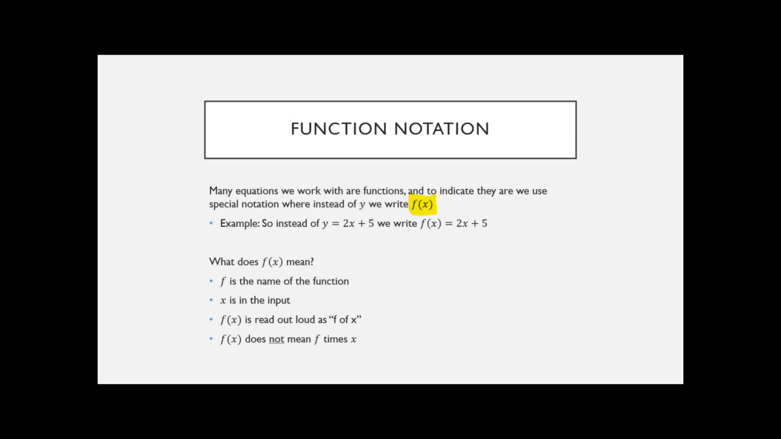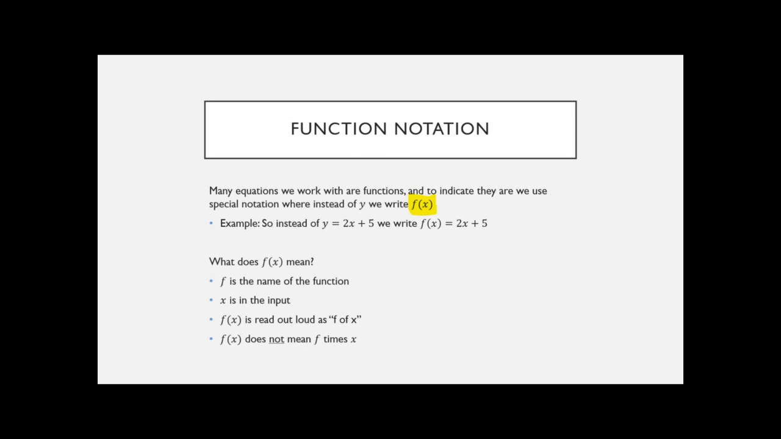So this f of x, what that symbolism means, is the letter f is the name of the function. So you don't have to use f. You could use any letter of the alphabet. It's just the name you're giving to the function. What's in parentheses, the x, that is telling you what your input value is. So if you had a different input, if it wasn't x, but your input was t, then you would have t inside the parentheses.